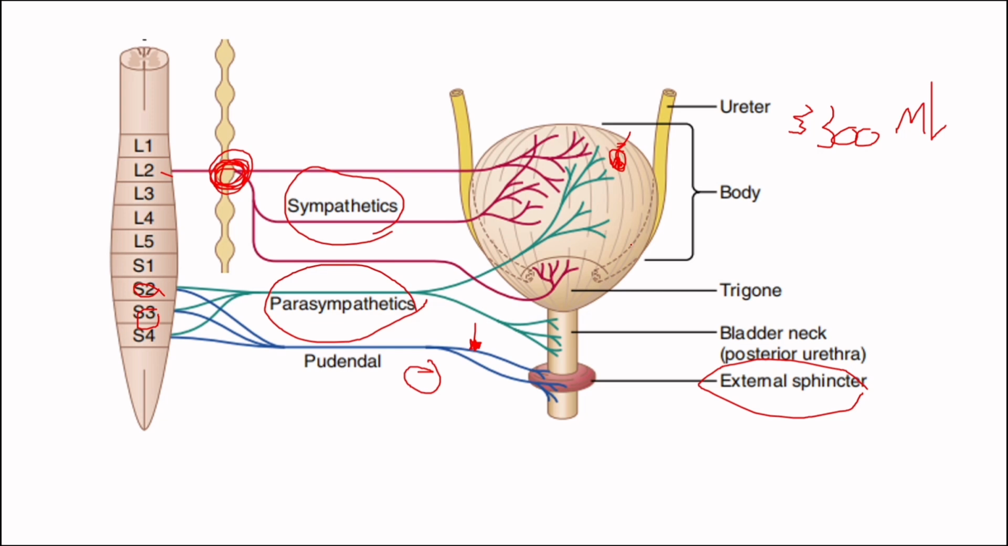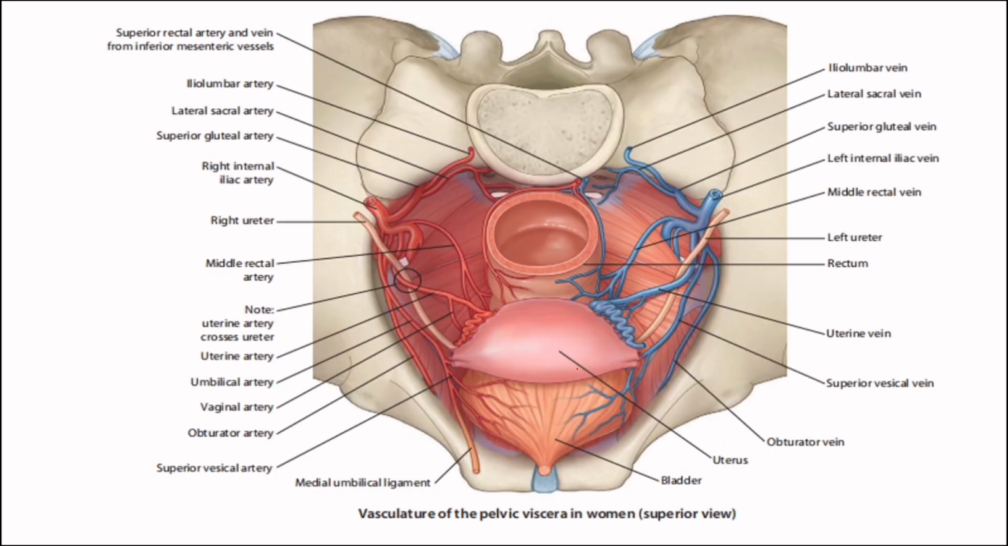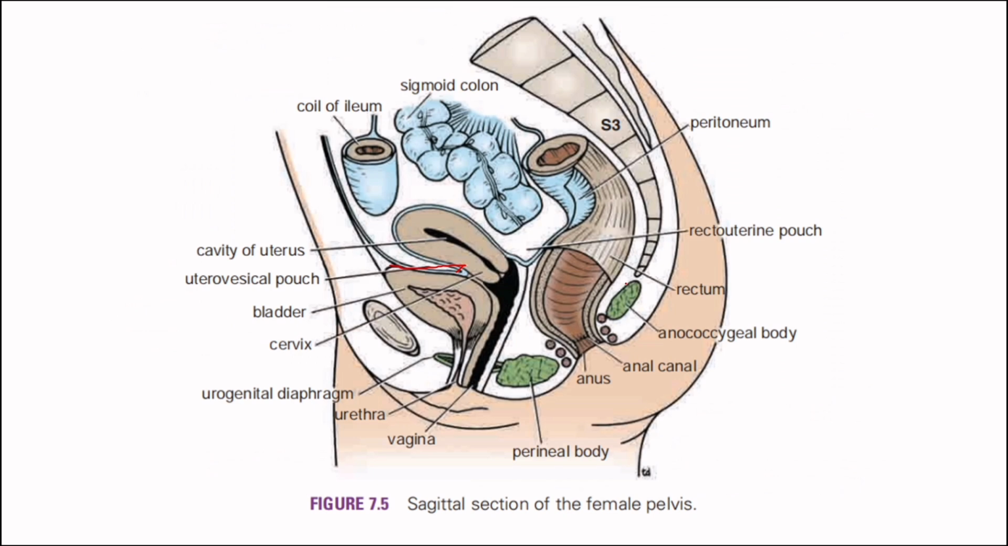Done. So that was the nerve supply, blood supply, and lymphatic drainage. So if let's say there are problems with the nerves which supply the bladder, we see that the process of emptying the bladder will be what? Difficult. Done. Then what else?